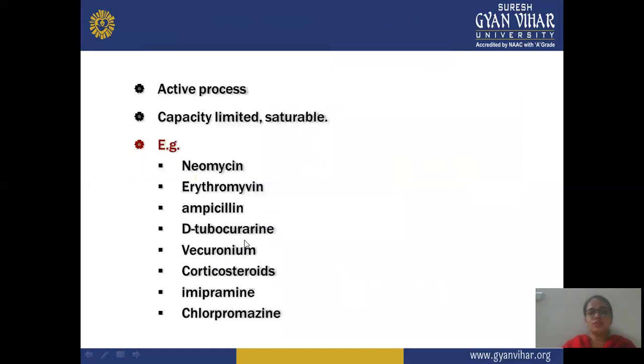The active process for this excretion is a capacity-limited or saturable process, meaning a limited amount of drug is excreted, and it is saturable. Examples are neomycin, erythromycin, amphotericin, D-tuberculin, vacurulin, corticosteroids, imipramine, and chlorpromazine. These are examples which are excreted by this route. Majorly, you can see that antibiotics or some steroid drugs are excreted by this route, and it is an active process.